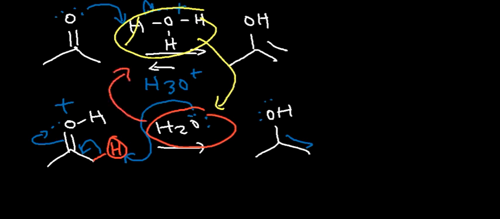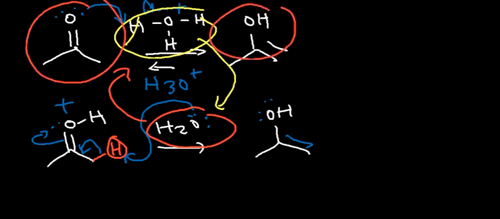So therefore, H2O+ was initially consumed, but it was reproduced at the end, which makes it a catalyst. Thus, it speeds up the conversion of a ketone to an enol and vice versa. But that's the mechanism of how to convert a ketone to an enol under acidic conditions. But now let's try under basic conditions. So go ahead and propose a mechanism for the formation of this enol under basic conditions.